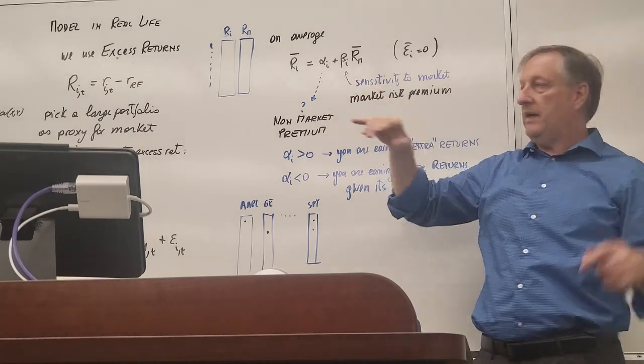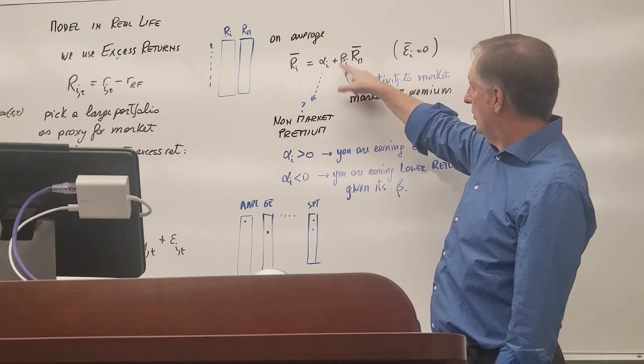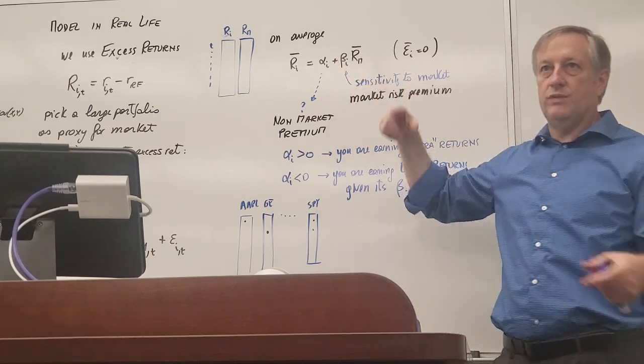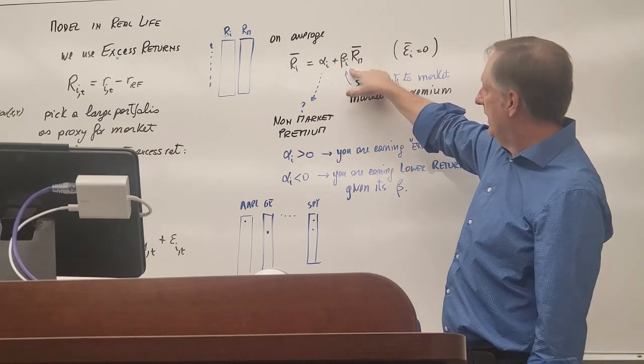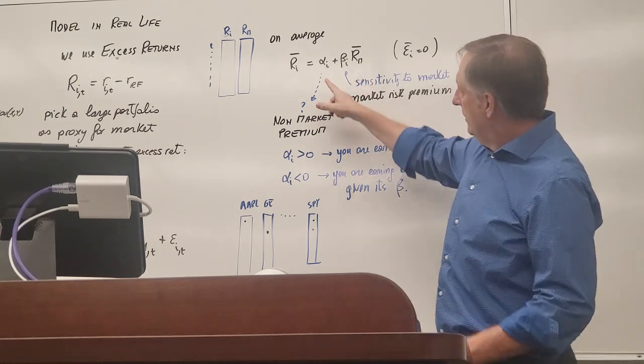You're scaling down for possible differences in risk. So if the risk is the same, then this beta would be 1. If the risk is different, then this beta is going to be either lower or higher. Higher if your portfolio is more risky, less than 1 if your portfolio is less risky. And then you look at the alpha.